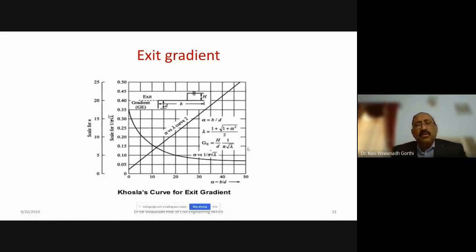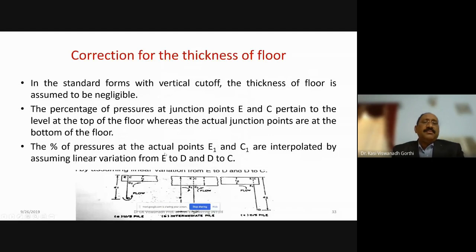Okay, so more clearly, the exit gradient is given here: alpha versus 1 by pi root lambda, and alpha versus lambda curves. Accordingly, alpha is b by d, lambda is (1 plus square root of (1 plus alpha squared)) by 2, and G E, the exit gradient, is H by d into 1 by pi root lambda.